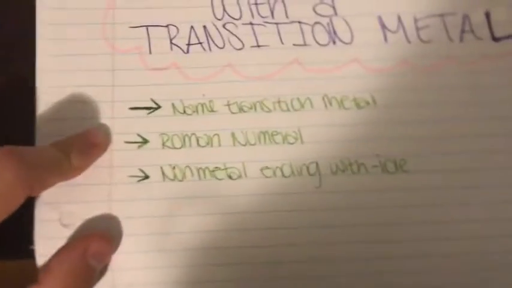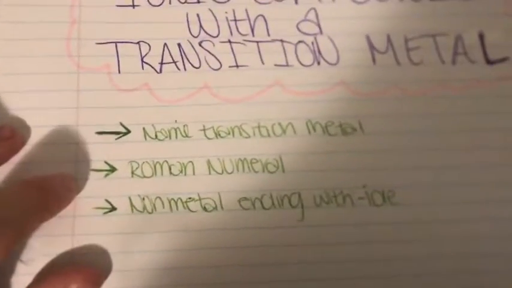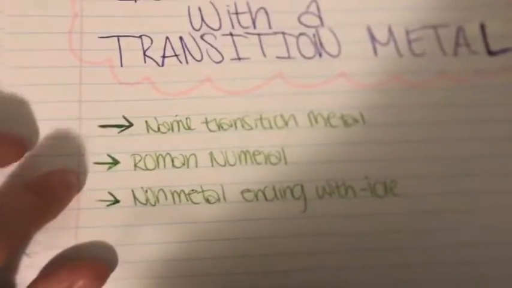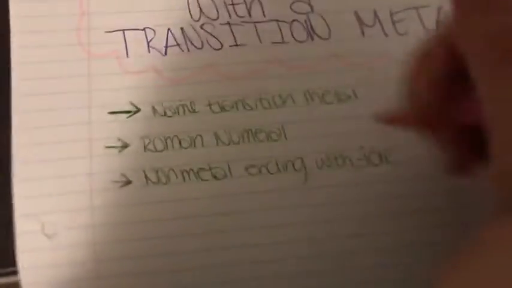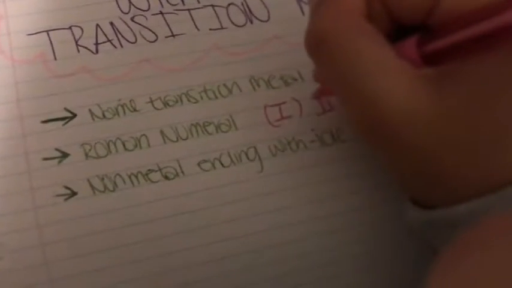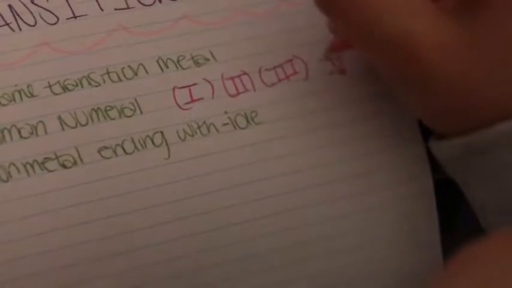Now three things that we should prioritize here is the name of the transition metal, the Roman numeral, always in parentheses, and the non-metal ending with "ide." Now with the Roman numeral, one thing that helps is, so it goes up like this. This is 1, this is 2, this is 3. Then when you get to, that's 3, and then let's say you go to 5, right? So this is 5.